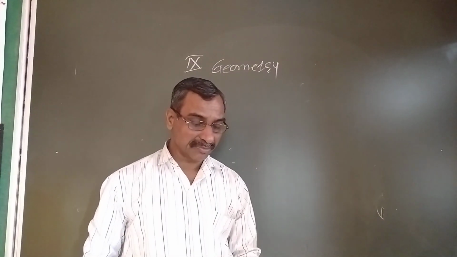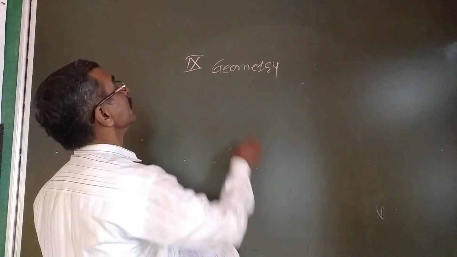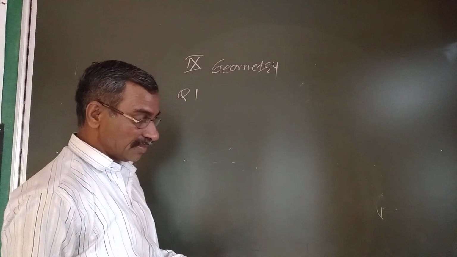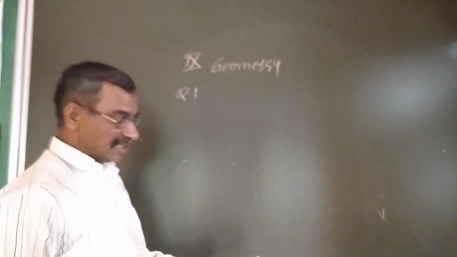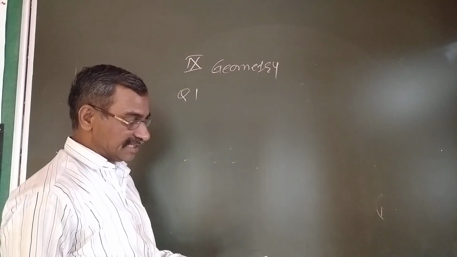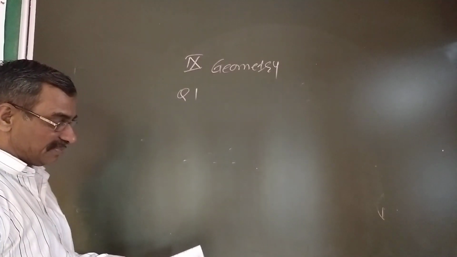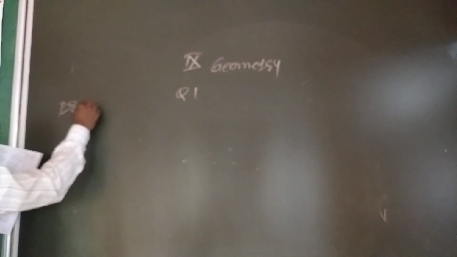I will read question number 1. In the figure, ABCD is a parallelogram. P and Q are the midpoints of the sides AB and DC respectively. Then prove that APCQ is a parallelogram. So here you start the proof of it.